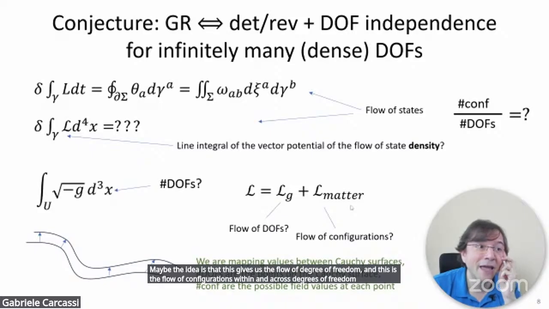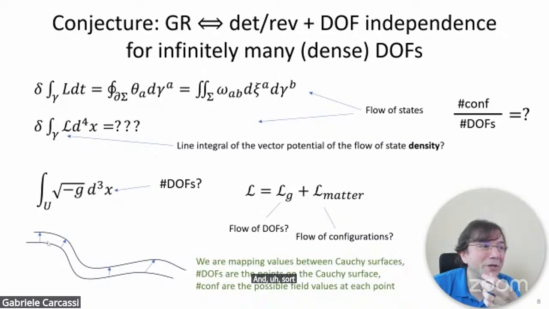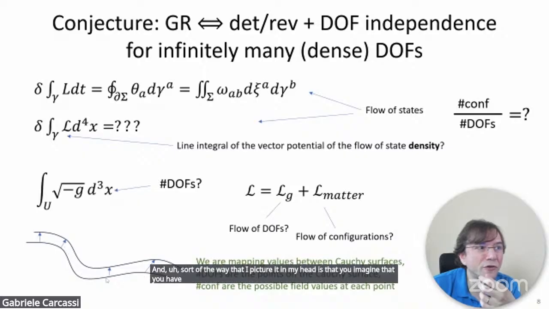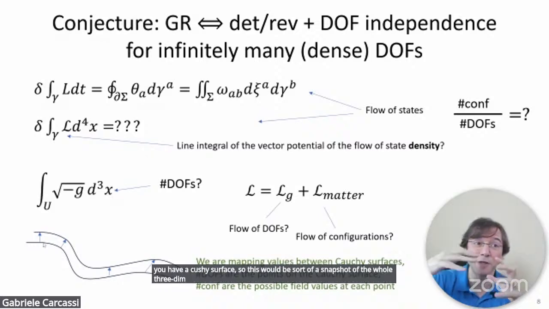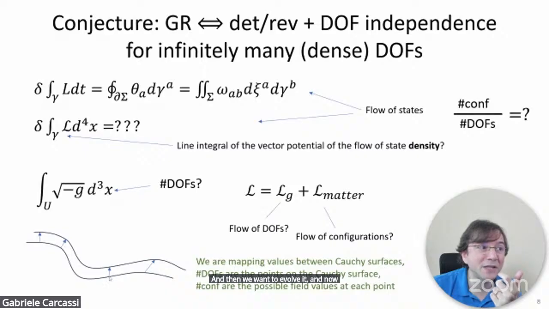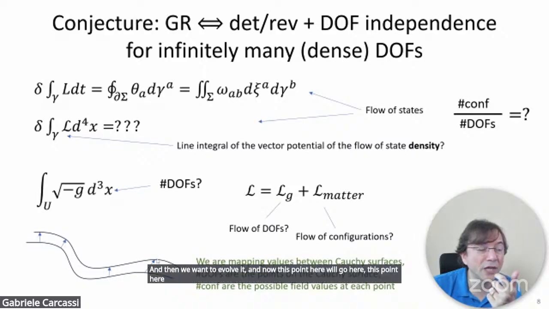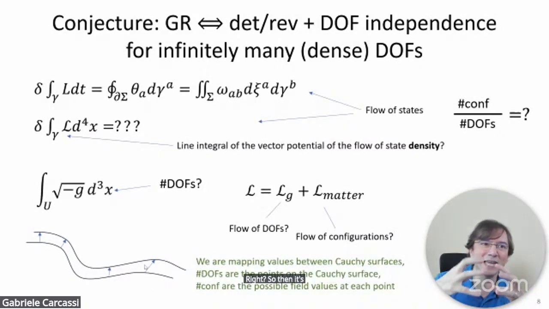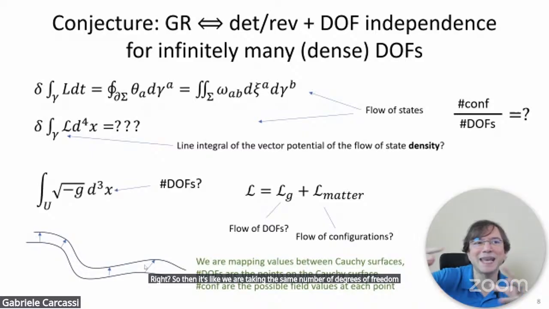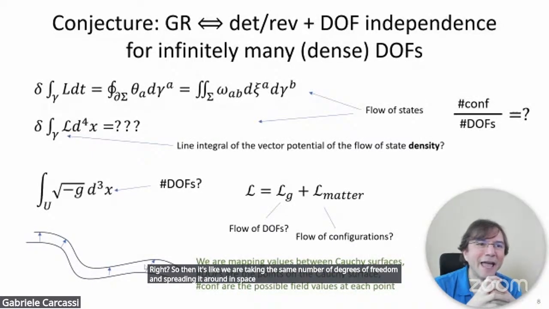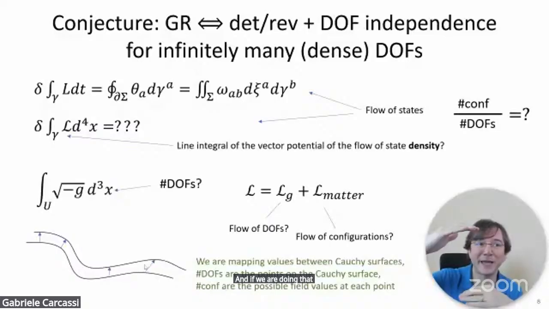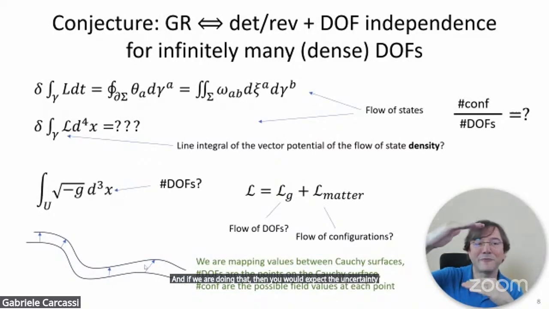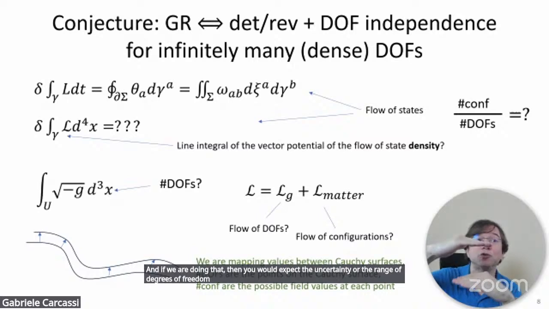That could be something. And the way that I picture it in my head is that you imagine you have a Cauchy surface. So this would be a snapshot of the whole three-dimensional space with the field configurations on top. And then we want to evolve it. And now this point here will go here, and this point here of space will go here. And so if the space is stretched, right, then it's like we are taking the same number of degrees of freedom and spreading them around in space in some sense. And if we are doing that, then you would expect the uncertainty or the range of degrees of freedom on each field to shrink itself.